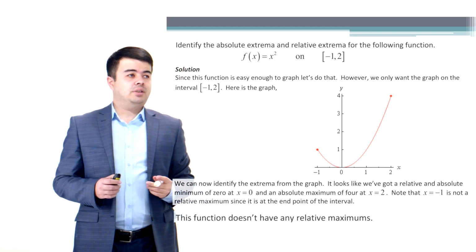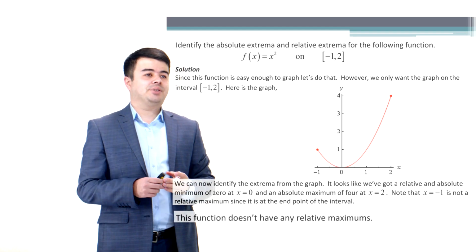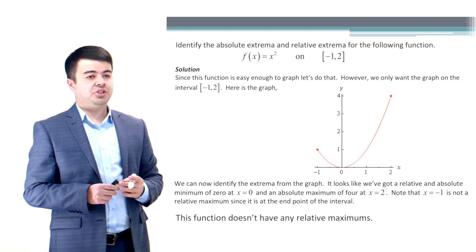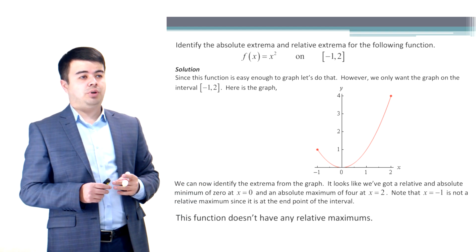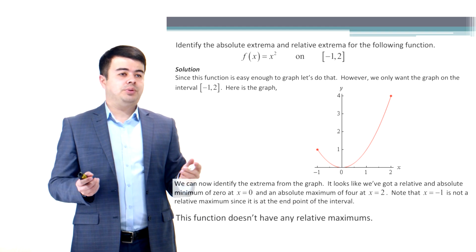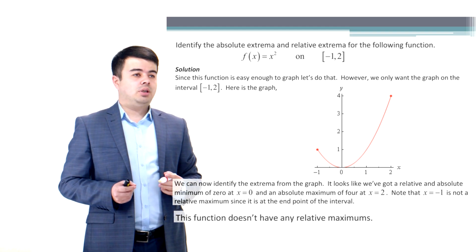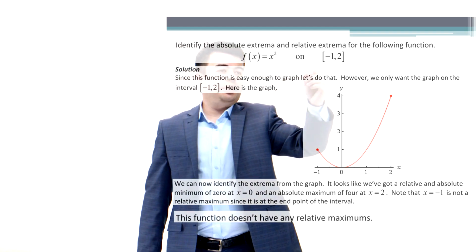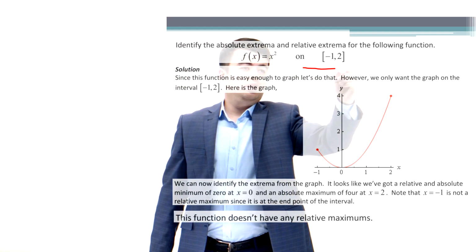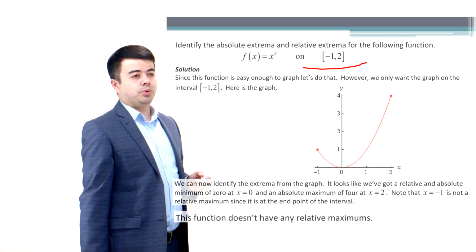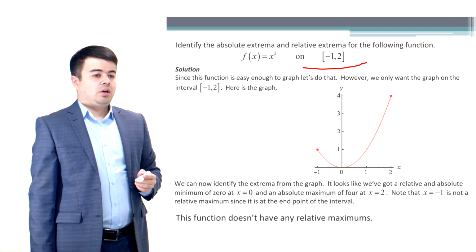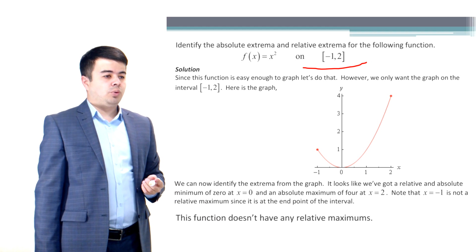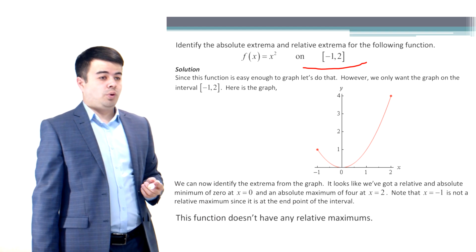Now, next example: identify the absolute extrema and relative extrema for the following functions. So f of x equals x squared on -1, 2. And now let's consider the solution. Here our domain is this closed interval -1 and 2. And now what minimum or maximum do we have? Of course here we have.